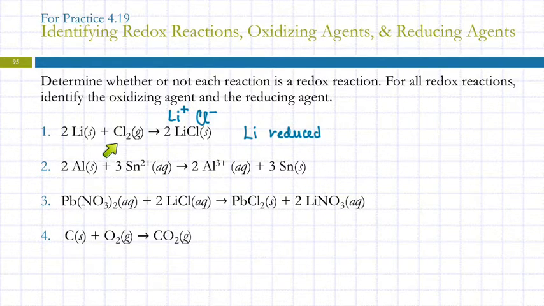What's happening to the chlorine? Going from 0 to -1. It's a gain of an electron, right?